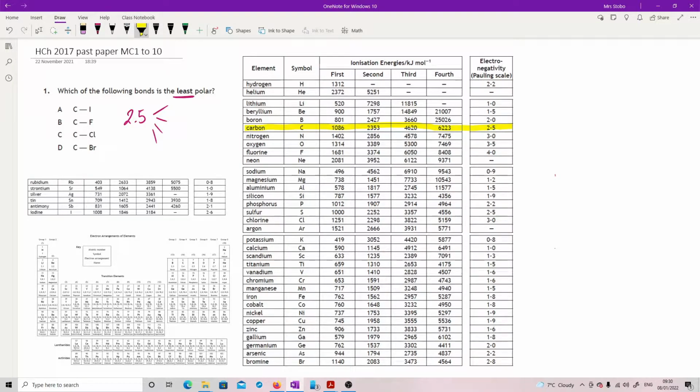So let's have a look at the other ones. Okay, so iodine is actually over here, I couldn't quite fit it in. So iodine 2.6. Okay, fluorine, if we can find fluorine, is 4. So iodine definitely winning at the moment, closest to. Chlorine is 3, and bromine is 2.8. Okay, so least polar definitely is this one.